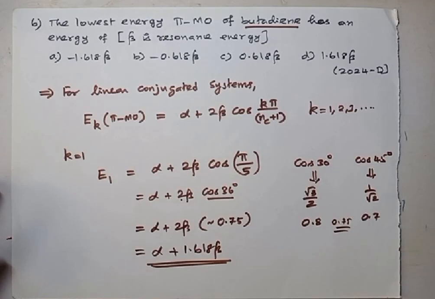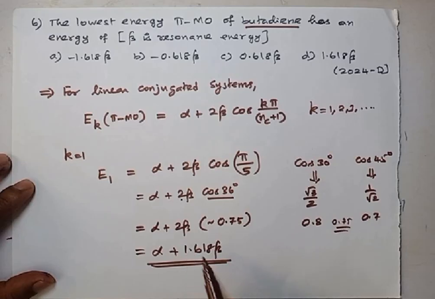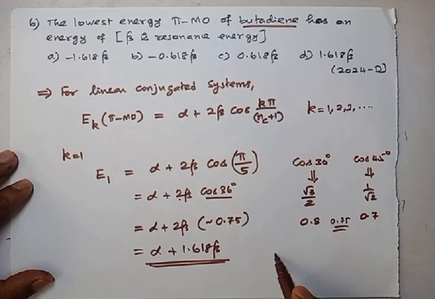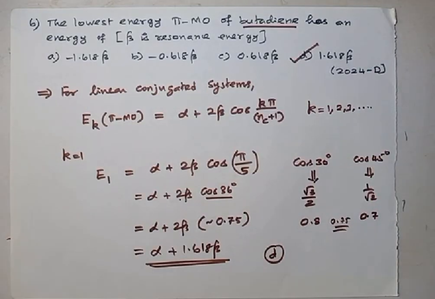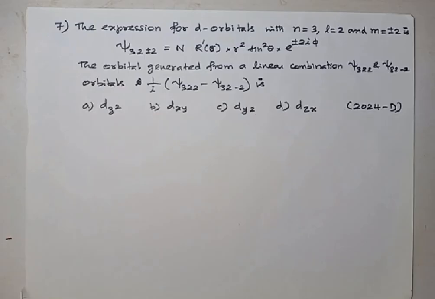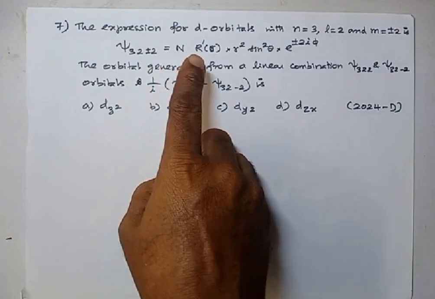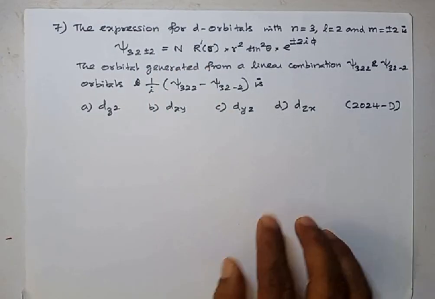But in all these options, alpha is omitted, right? Therefore, without alpha, the value is 1.618 beta. So the correct option for this question is option D.